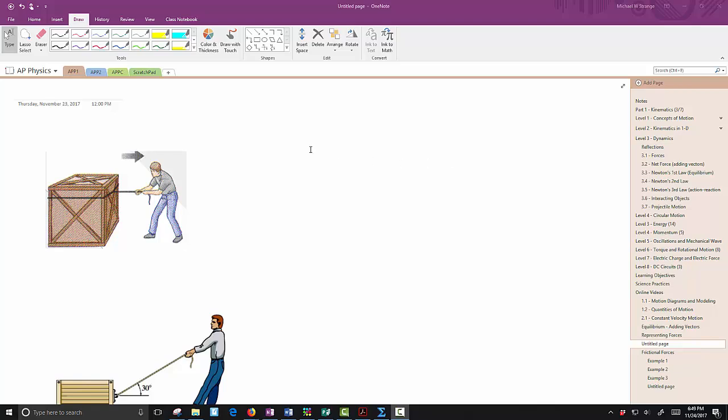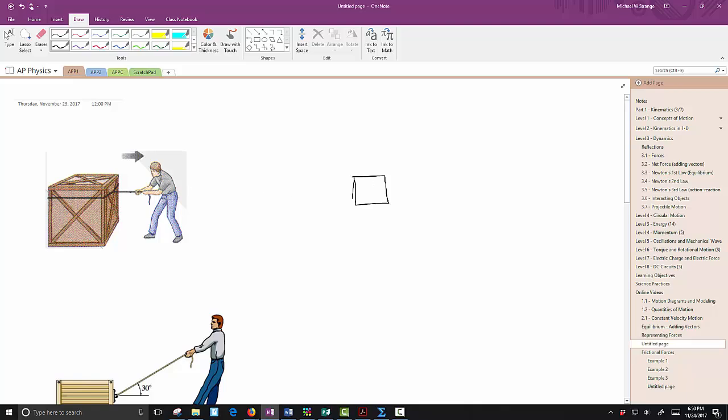Hi, so let's talk a little bit about representing forces using a force diagram. I have some examples here, and I'll just sketch out the force diagram. Here we have a guy pulling a crate across the floor. Our object of interest is the crate, so we can draw that as a box. My pictures aren't going to be very good, but bear with me.